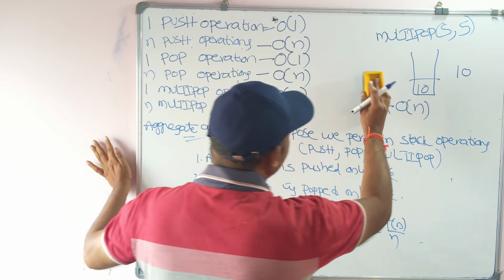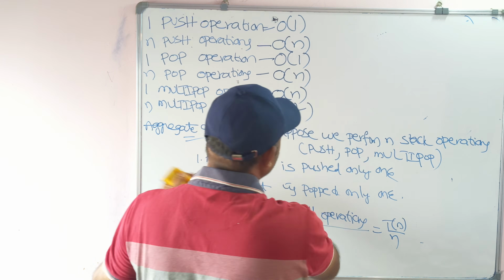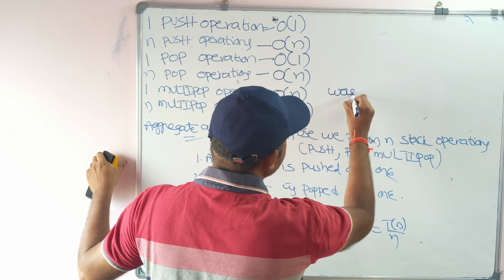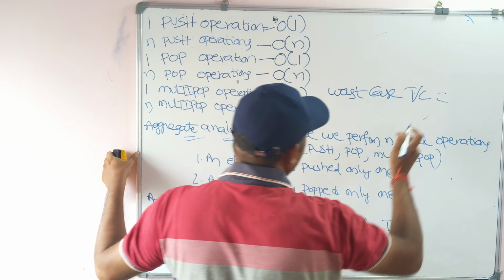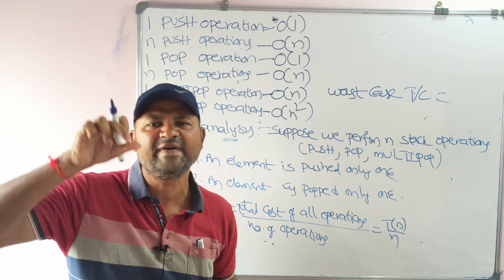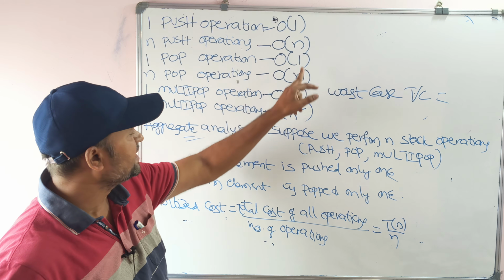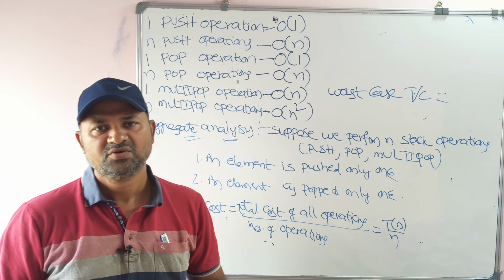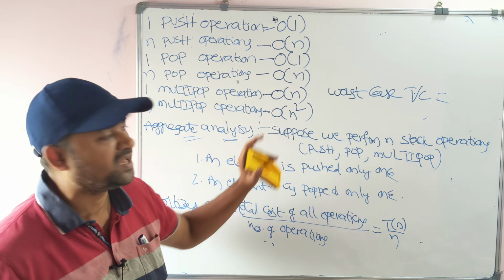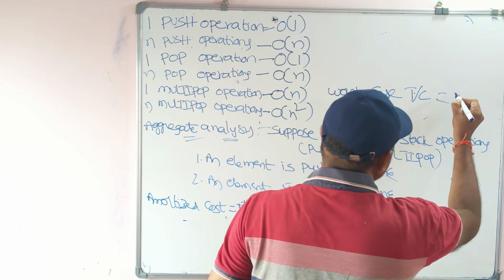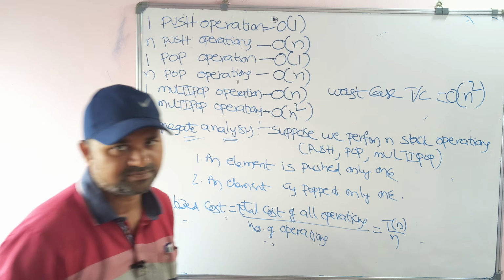Now let us calculate the worst case cost, the worst case time complexity. What is the worst case time complexity here? Worst case means we always consider the bigger one. Out of 1, n, and n square, which is the bigger one? n square is the bigger one. So we can say that the worst case time complexity or cost is order of n square.